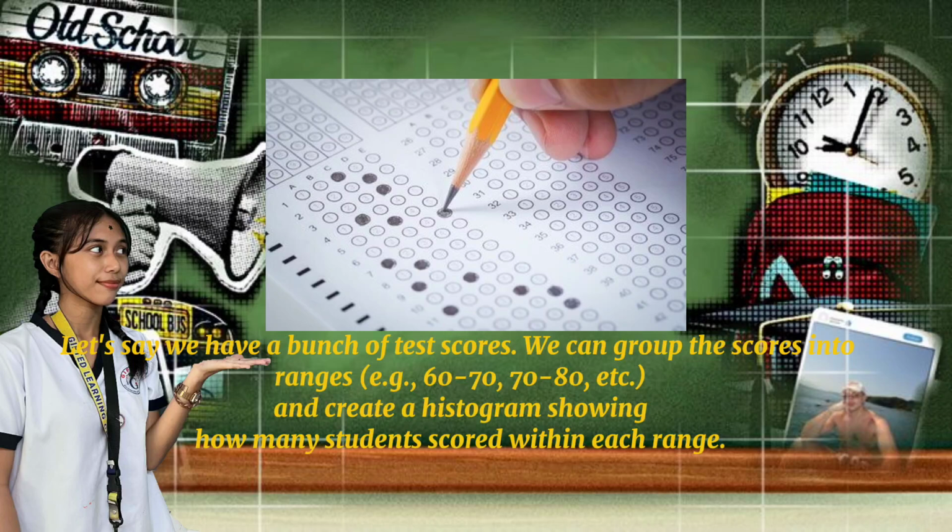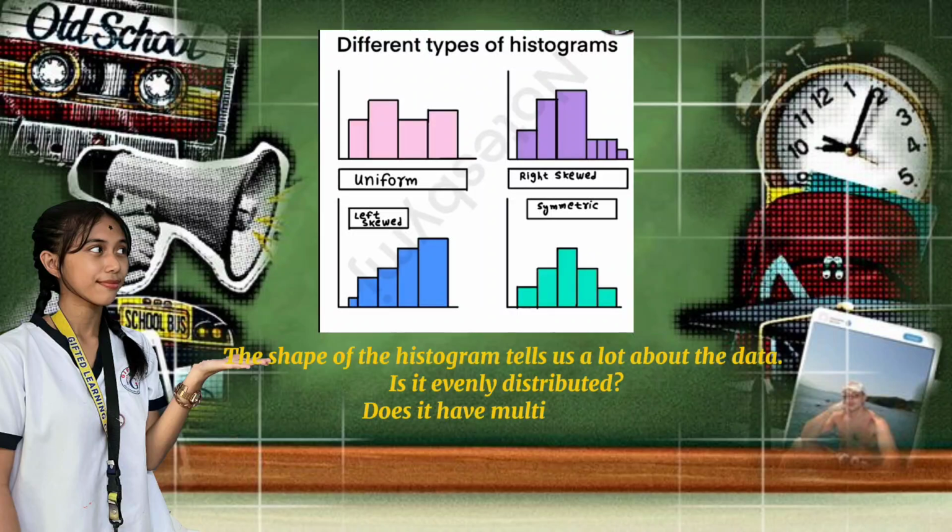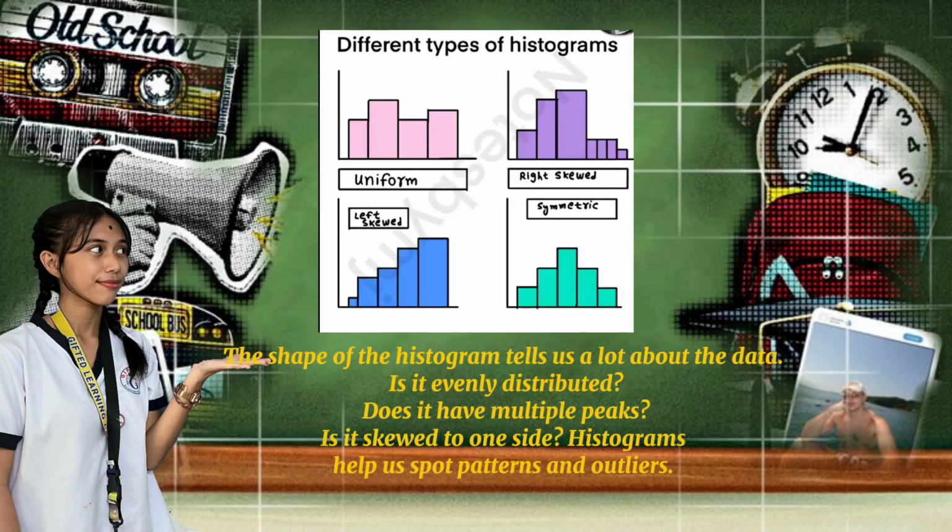We can group the scores into ranges, for example, 60-70, 70-80, etc., and create a histogram showing how many students scored within each range. The shape of the histogram tells us a lot about the data. Is it evenly distributed? Does it have multiple peaks? Is it skewed to one side? Histograms help us spot patterns and outliers.